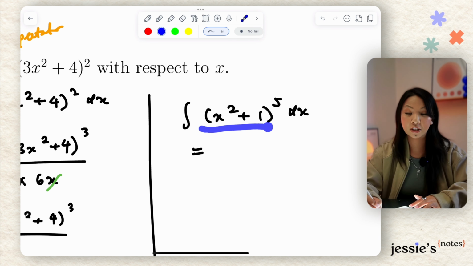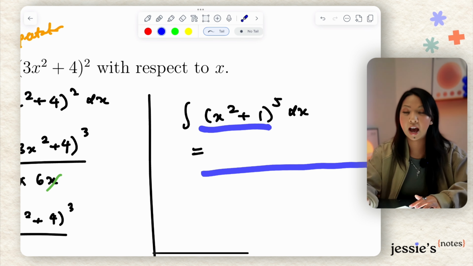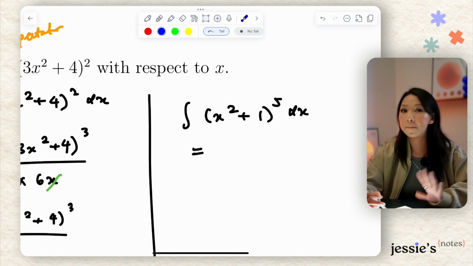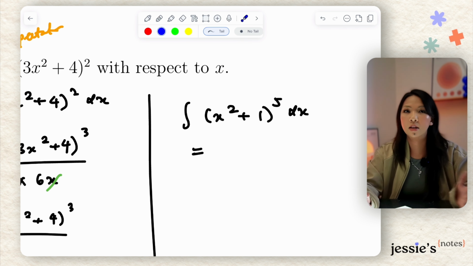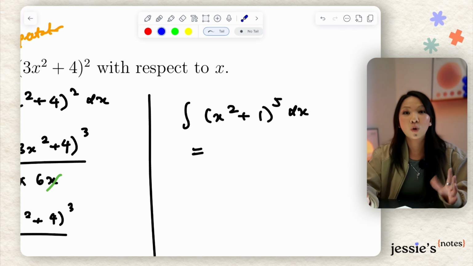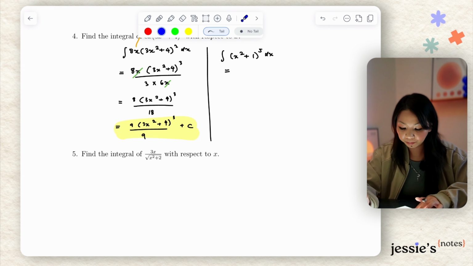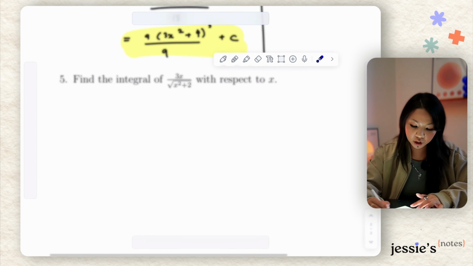What you would actually have to do is expand this entire thing, which is going to have like many terms, like 10 terms, and then good luck. Good luck not making a mistake there. Okay, beautiful. Next, question 5.